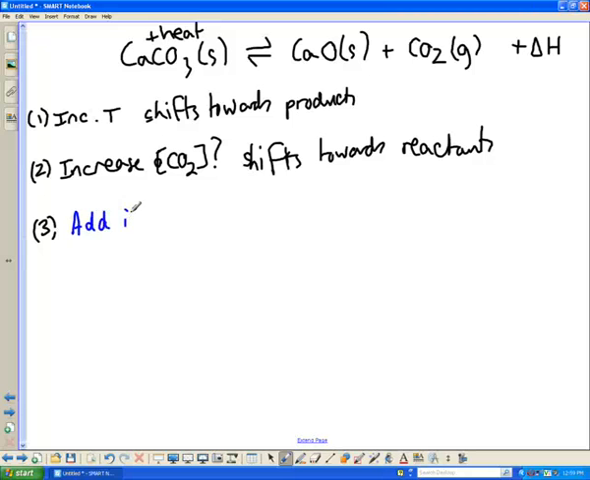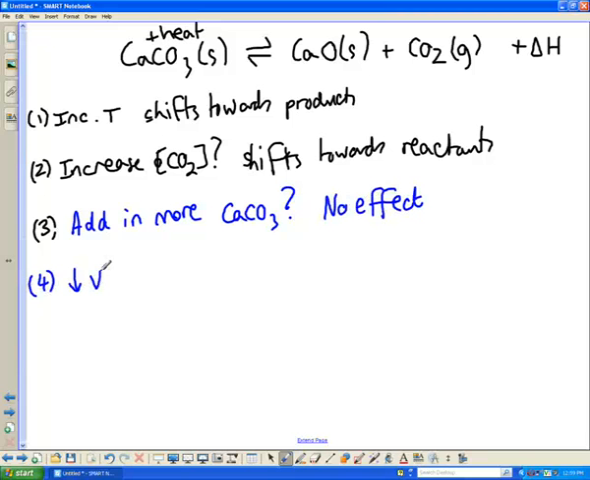What if I add in more calcium carbonate? Well, just what we said before. Calcium carbonate has no concentration. It doesn't factor into the equilibrium expression, so therefore nothing's going to happen. I could lump in lots and lots and lots of this stuff and it would just stare right back at me. Alright, last one.